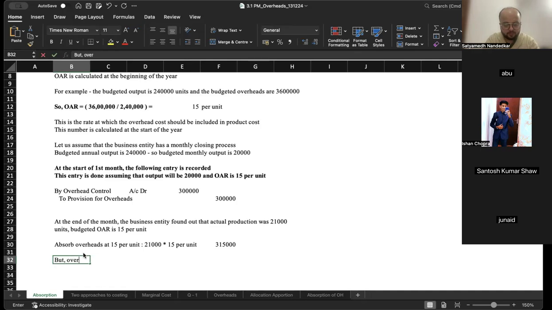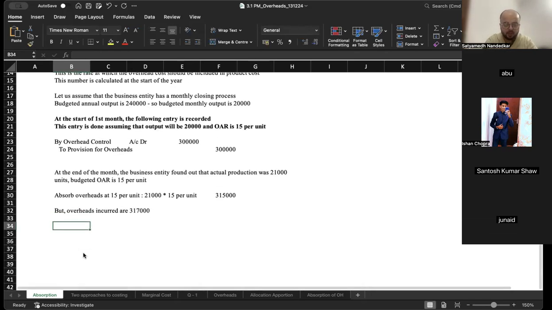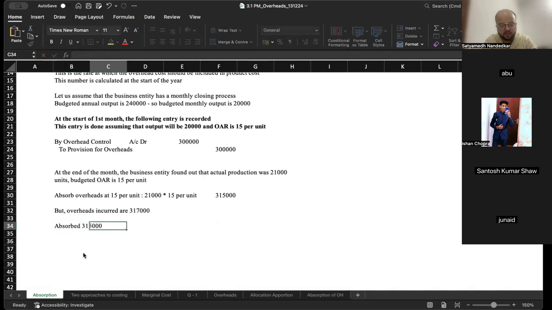But overheads incurred are 3,17,000. So absorbed is 3,15,000, incurred is 3,17,000. So absorbed is less than incurred.